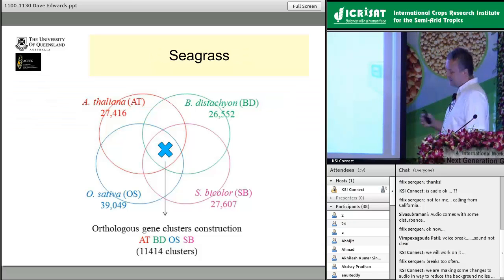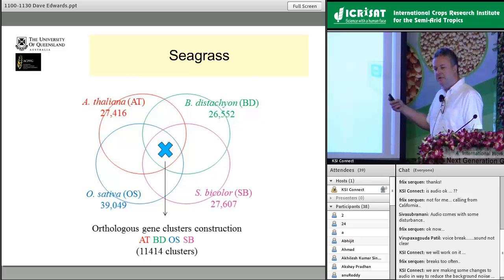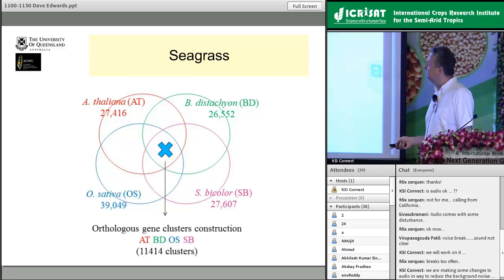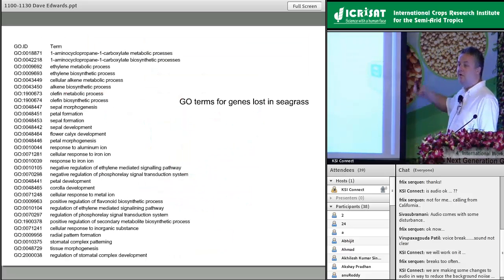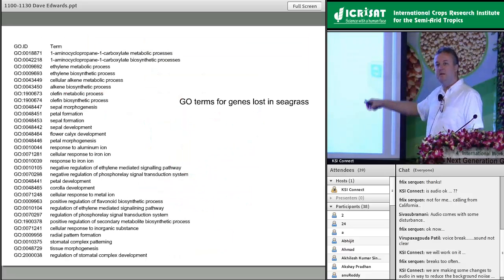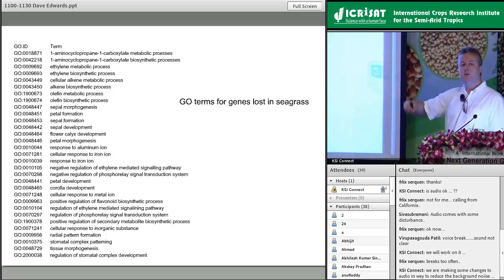So we asked a fairly strict question. We had a look at genes that were conserved among various land plants. So these are genes that were conserved in these four species. And we asked if these genes were conserved in seagrass. And the ones that we saw that were lost, the genes that are present in the land plants, were lost in seagrass. Some of them are ones that we expected.